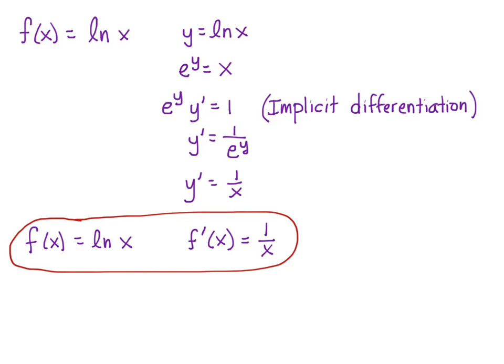Okay? So again, like e to the x is a simple derivative, it's e to the x. The derivative of natural log of x is a simple derivative, it's just 1 over x.